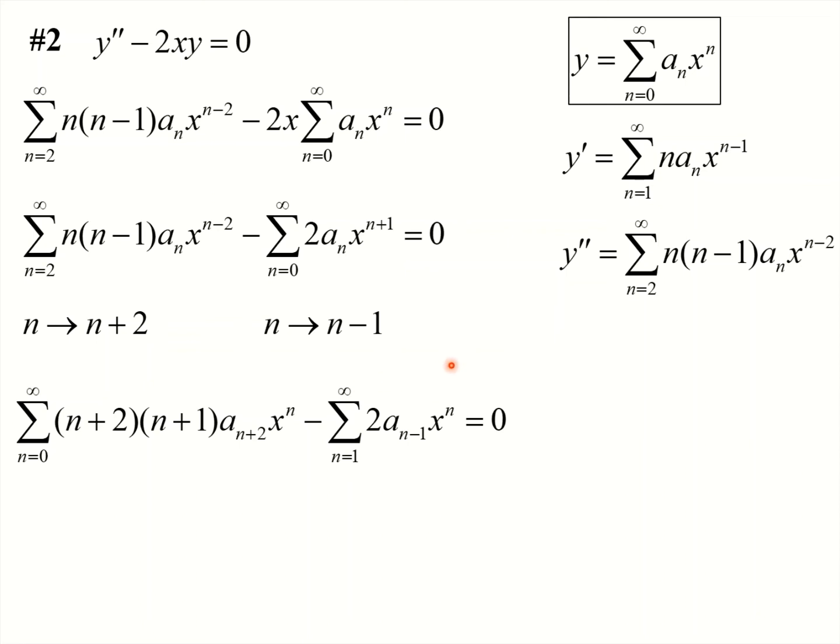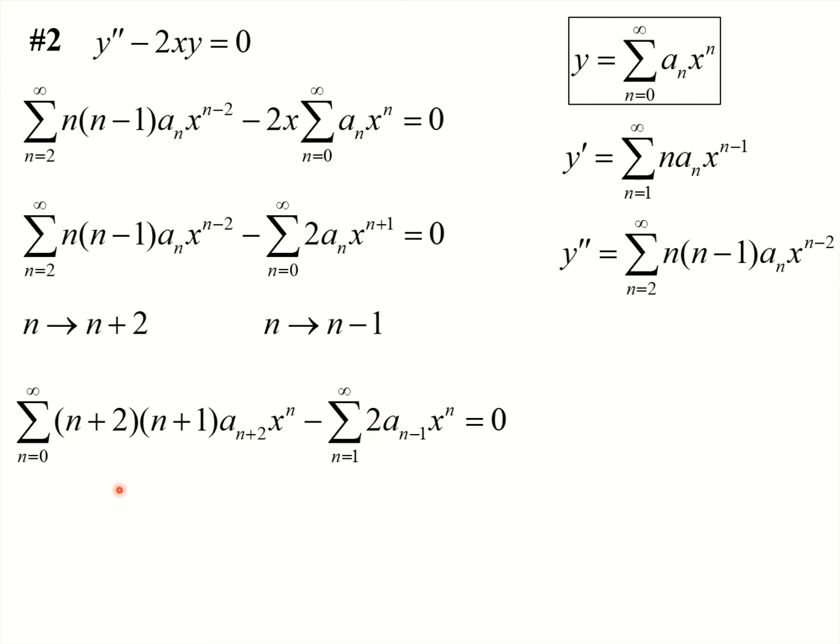Okay, the next step that I want is I have the x to the n's there, and I want to start these at the same number. If I pull this back to n equals 0, sometimes that will work and give me a 0 term, and I could get away with that. But it's not going to give me a 0 term. It will give me 2a sub n minus 1, and that doesn't make sense.